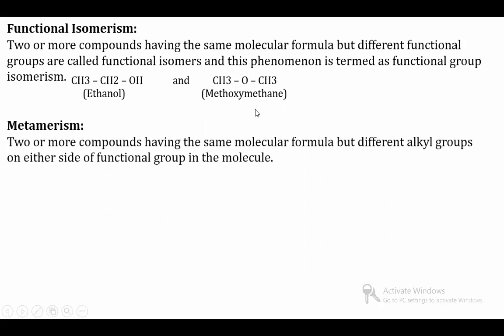Next, last one, metamers or metamerism. Two or more compounds having the same molecular formula but different alkyl groups on either side of the functional group of a molecule. So how the groups are attached to the functional group, that is, to the main chain. For example, carbon with two hydrogens. Okay, so carbon with carbon. How will it be written?